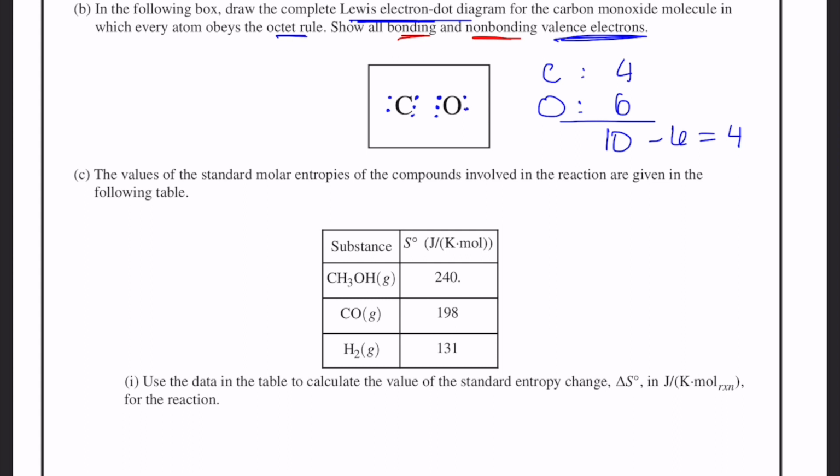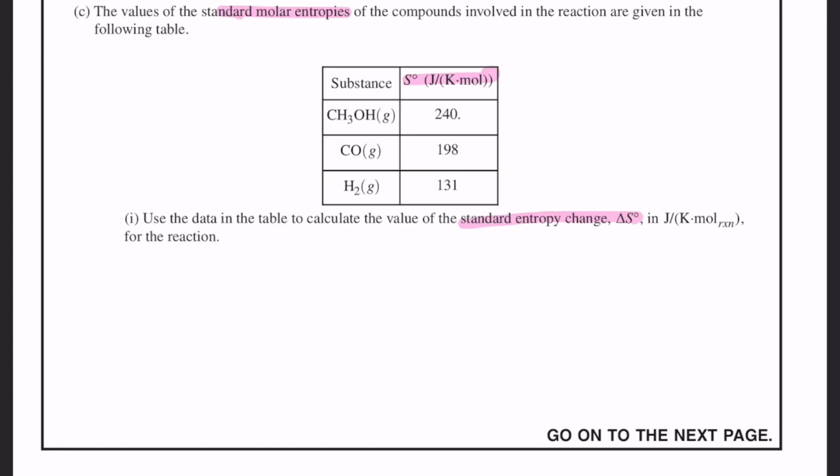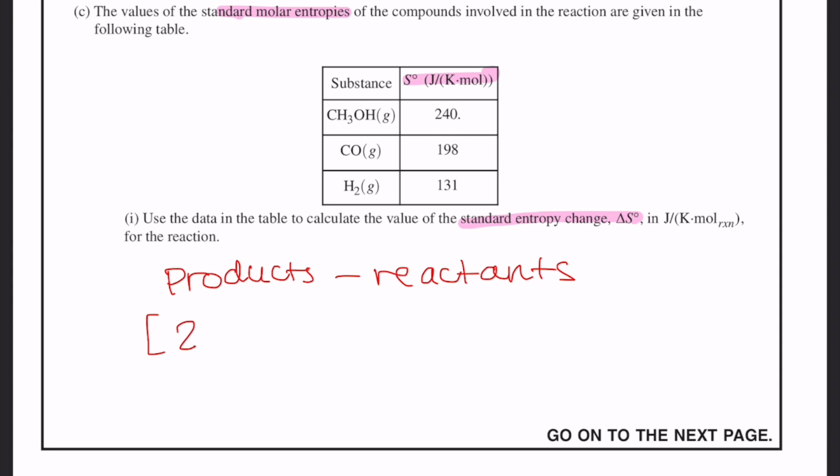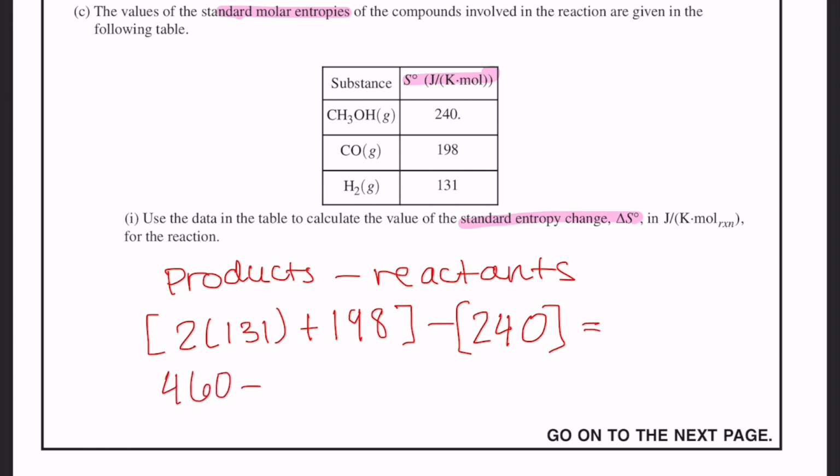Now, part C gives us a table. What we need to remember for delta S is that it's going to be products minus reactants. This is very, very important that you do not mix up this order. Now we're just going to plug in our values from the table, and remember that hydrogen gas had a coefficient of 2, so its delta S will be multiplied by 2. Here I used the brackets, not as concentration symbols, but as mathematical grouping, just to make sure that I do the subtraction correctly, to give us our final answer of 220.